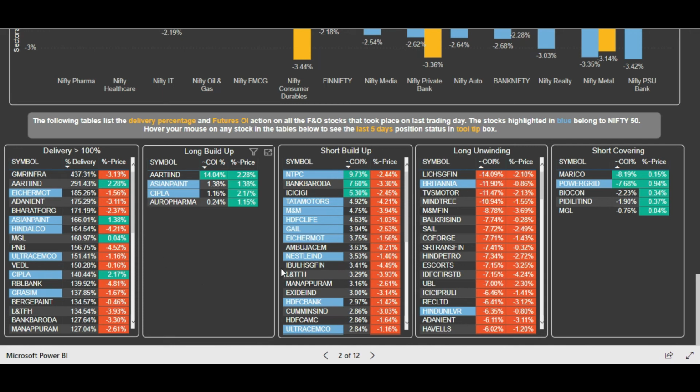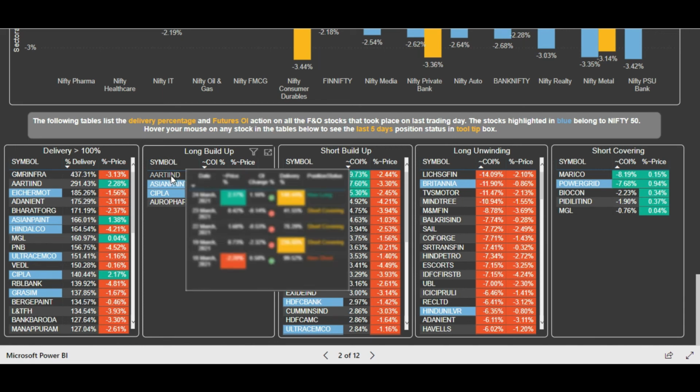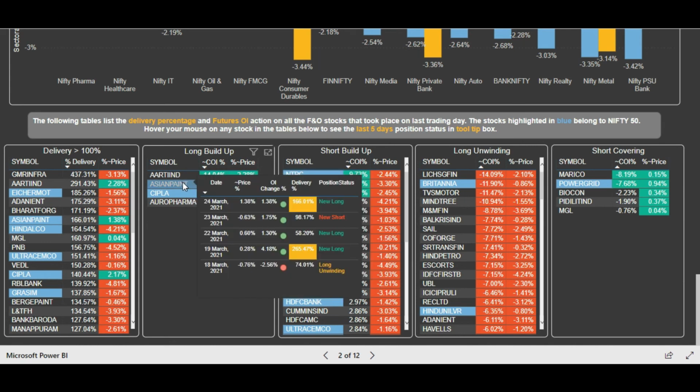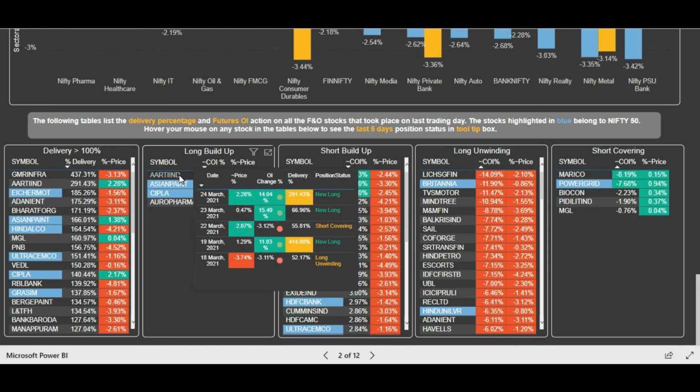Basically in these 4 tables, if you hover on any particular stock, you will see the past 5 days trend, that is, what is actually happening on this particular stock. Suppose I see Aarti Industries, you can see today also long positions were added, and from the previous 5 days you can see that from 19th of March there was a rally going on. So new long positions have been added for the past 4 days. On 19th of March, huge long positions were added, and delivery percentage was also high. It means this particular stock is in a very bullish trend. Then on 22nd of March, short covering. Then again for the past 2 days, long positions are getting added.